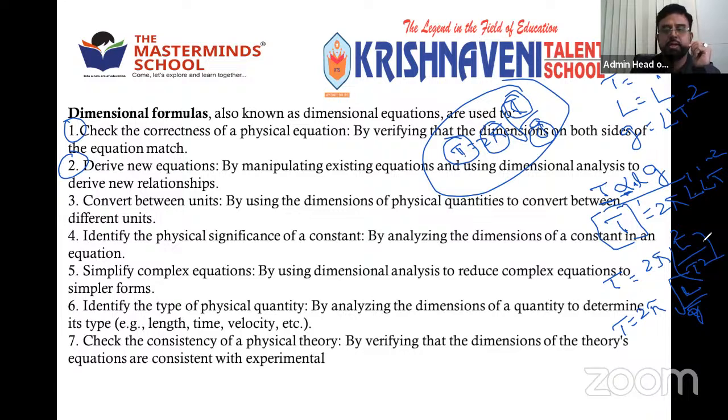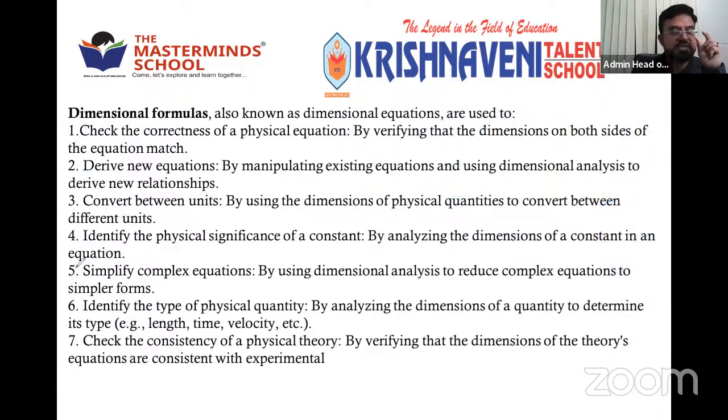Whole square you can write, or root you can write. So in place of L, you can get L by G, L by T square. Means by knowing the physical quantities, there are some examples given, I'll show you. By knowing the physical quantity, we can deduce the relation or find the new equation for the physical quantities. That is the second important point.